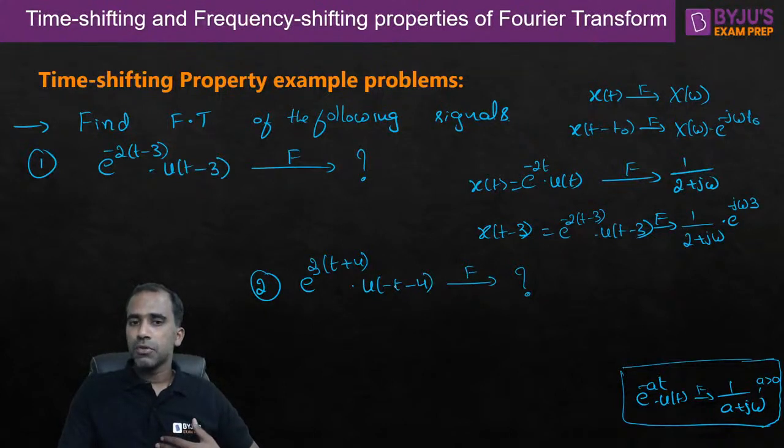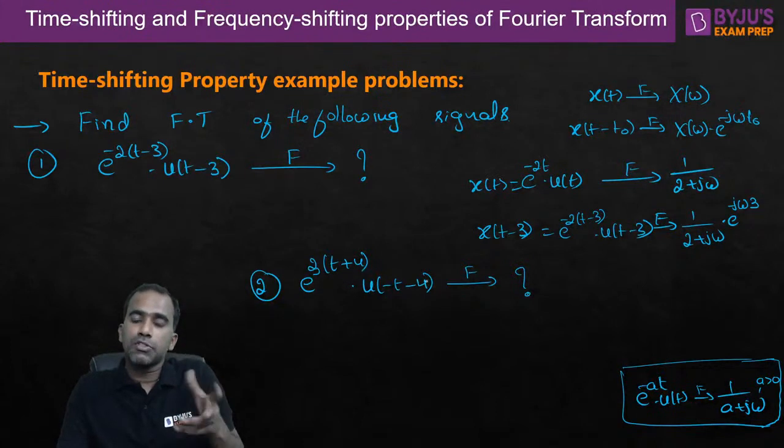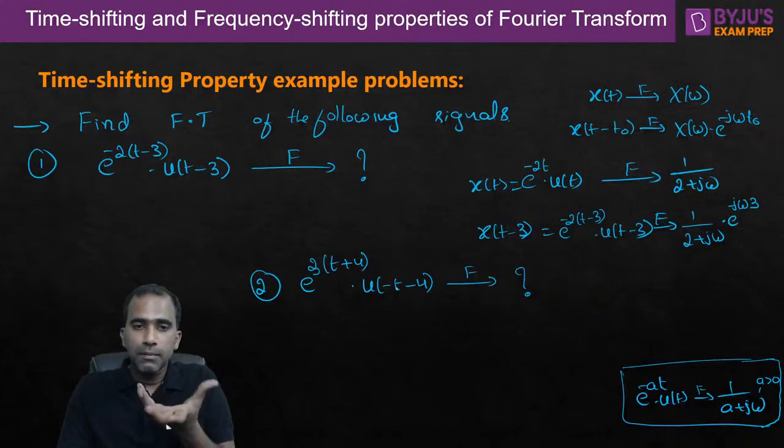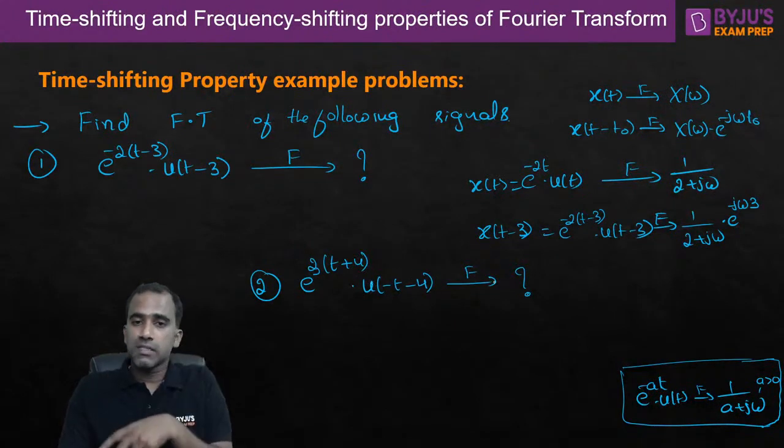Whatever signal they give you, you can just look at that signal without any operations that are happening, without shifting, without differentiation, without integration. If you can look at them as very basic signals without the operations, then you can find the Fourier transform of that basic signal easily. And then by applying the property, you can find the Fourier transform of the given signal.